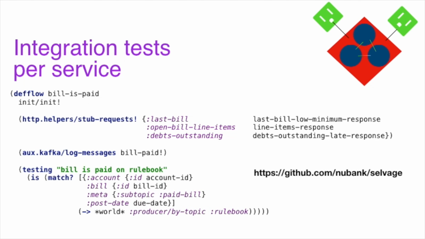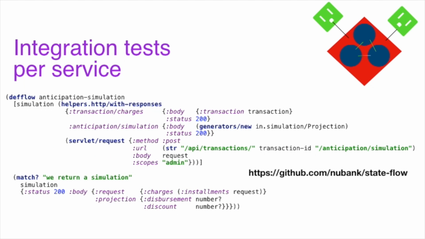The odd thing here is that it has this magic variable, the world, that we can access anywhere, so we can inspect the world and test against it, which is not that functional, having this magic variable. So we also created another library that is a little bit more functional, called StateFlow. It's also open source at Nubank.